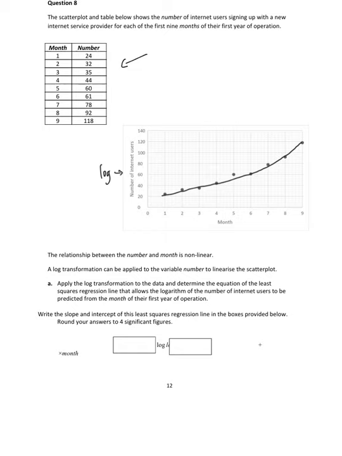The month is the explanatory variable. The number is the response variable. If you think of them like X and Y axes, or variables, you can as well. So what I'm going to do is go to lists and spreadsheets on my CAS. I'm going to label the first column just M for month, and the second column N for number. I'm just going to put those months in, 1 through 9.